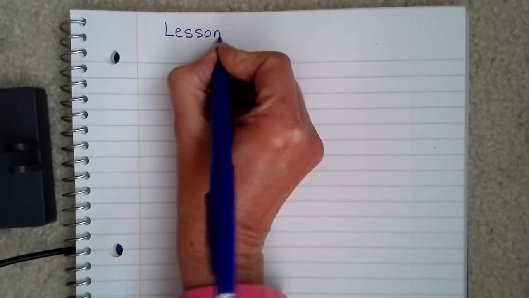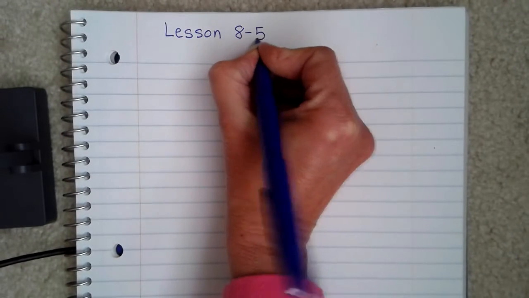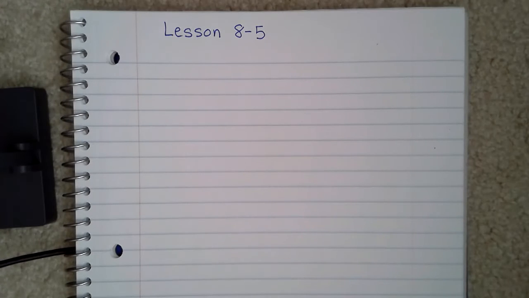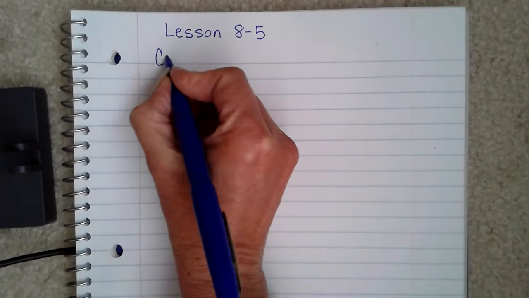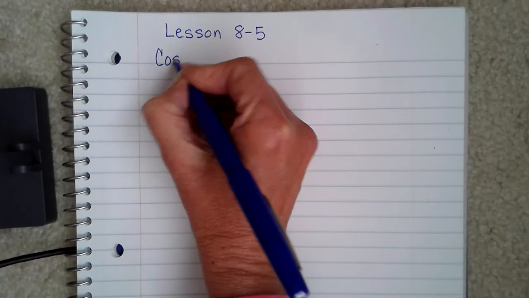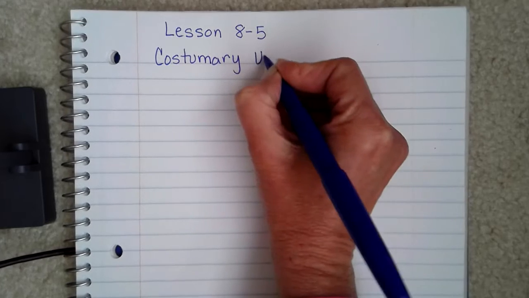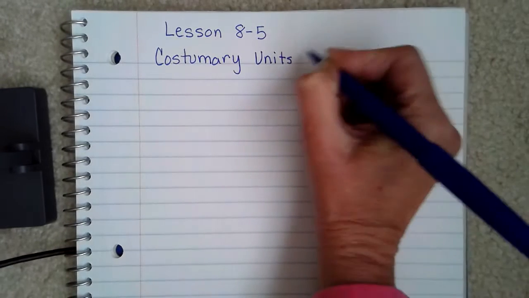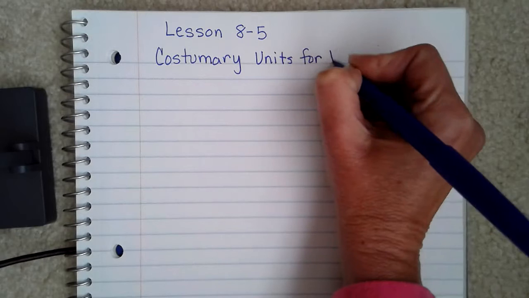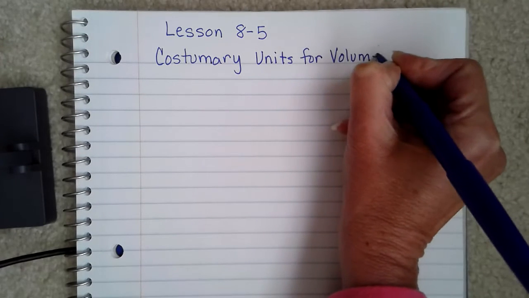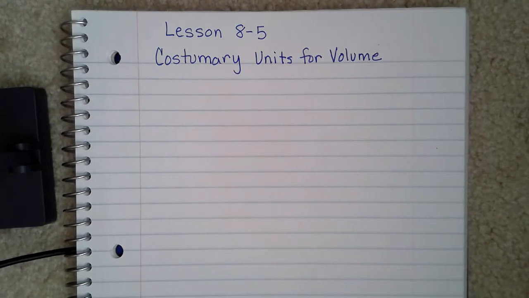All right, today we're looking at lesson 8-5. So I'll put that up there. And 8-5 is about customary units. So that means the measurements that we use in the United States. And we're going to look at volume today. Just like the metric system has length and volume, so does the customary system.